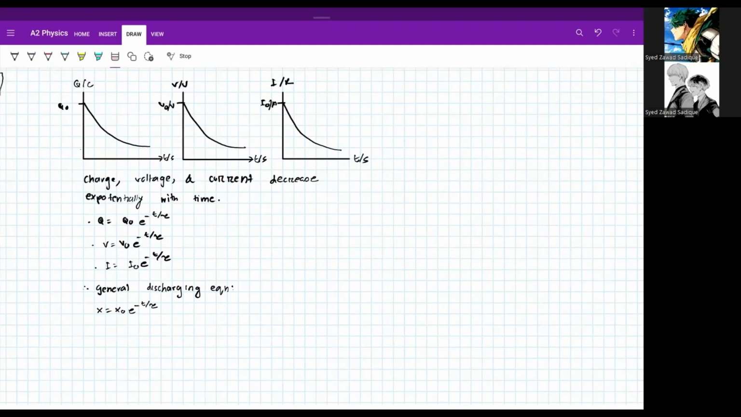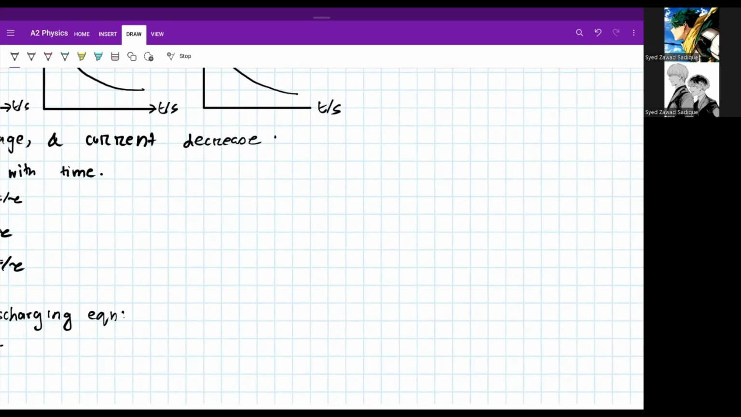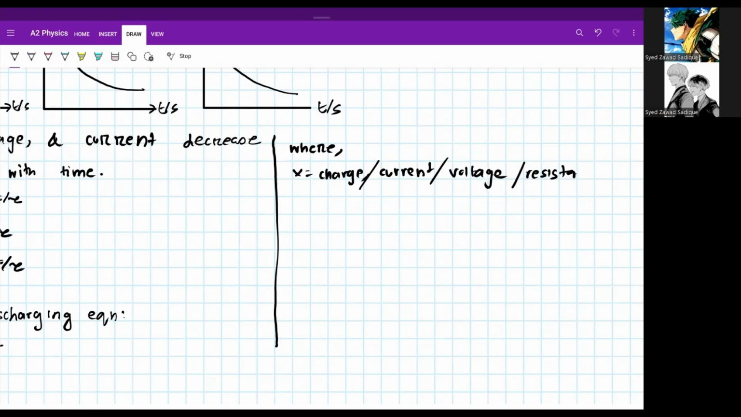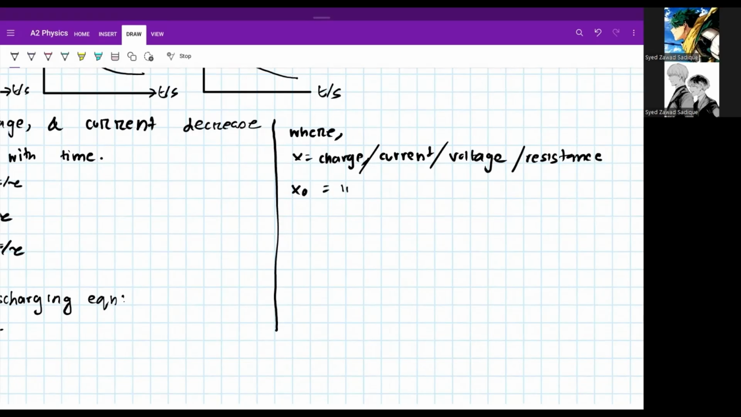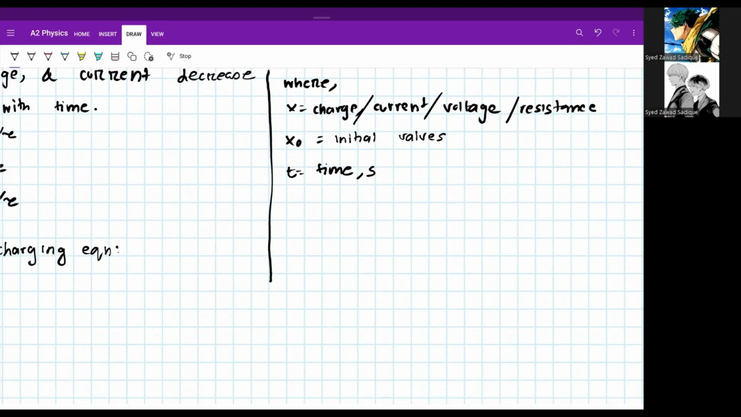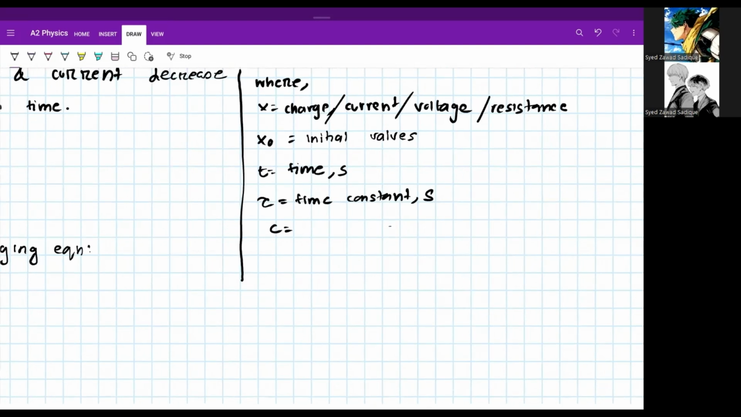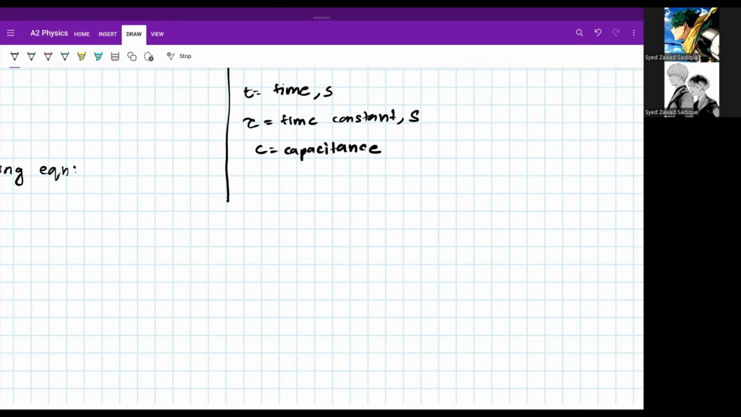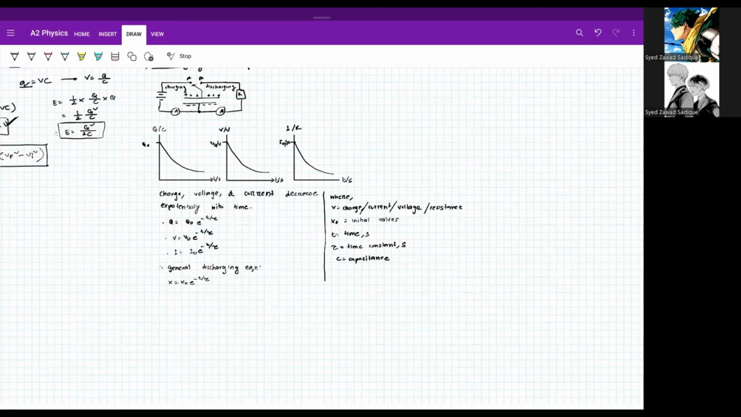Where x can be charge, current, voltage, resistance, x naught is the initial value, t is time, this is the time constant, and finally C is capacitance. Right, C is capacitance.